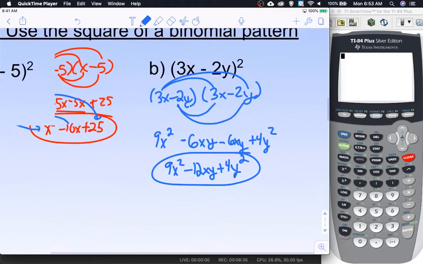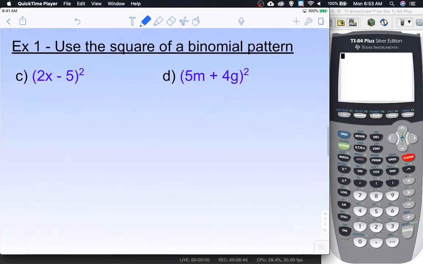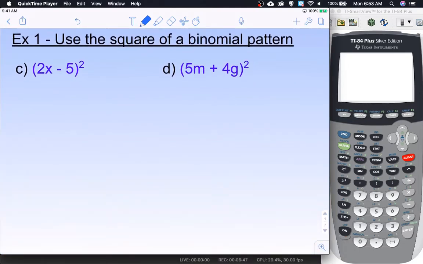So moral of the story, don't get bent out of shape about the vocabulary and trying to remember the pattern. Just write it out and multiply. So really this lesson comes down to just more practice with multiplication. So why don't you go ahead and pause the video and try these two right now, please.